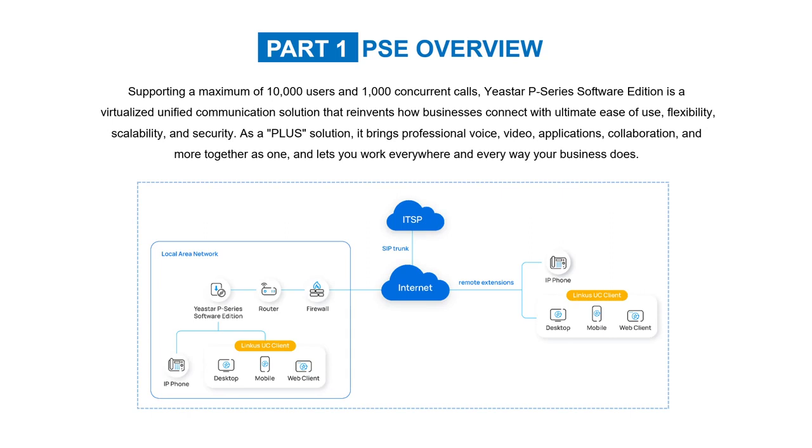As for other configurations, they're all the same, just like the old way, just like how you would deploy the hardware system. You're going to register your IP phones and your Linkus UC clients on this P-Series Software Edition based on the local area network. Not a problem. And of course, on this local area network, we're going to have a router and a firewall.